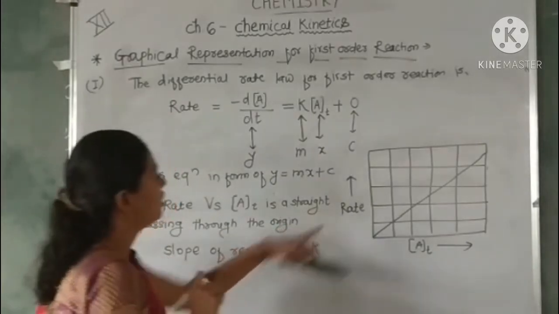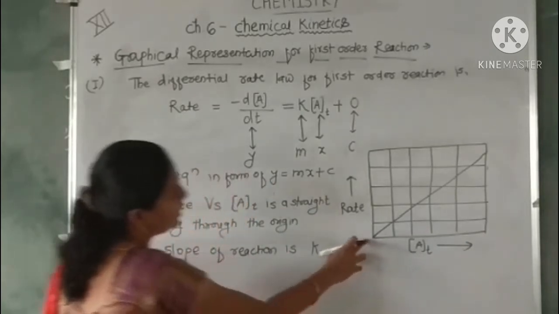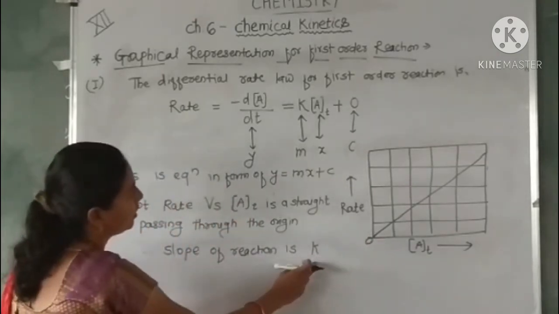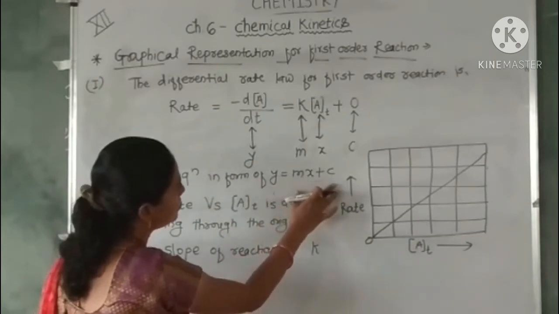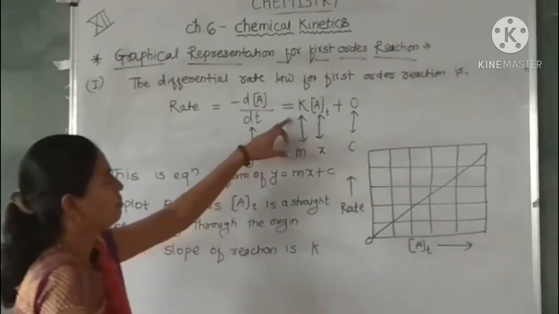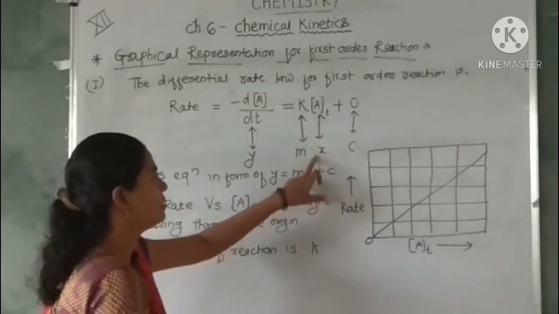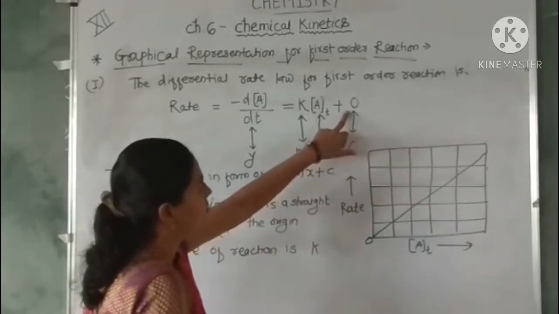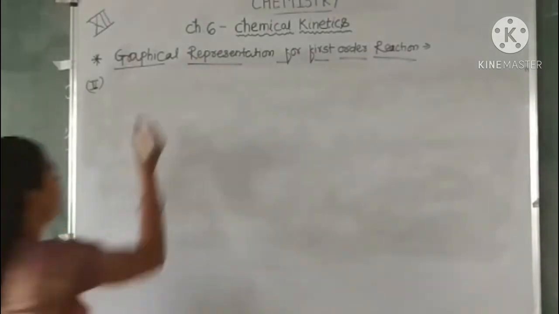If we plot the graph of rate versus final concentration, it is a straight line passing through the origin having the slope k, which is in the straight line form, y is equal to mx plus c. Y is represented by minus dA upon dt, k is represented by slope, and final concentration At is represented by x, and 0 represents c. Yes, this is the rate law.